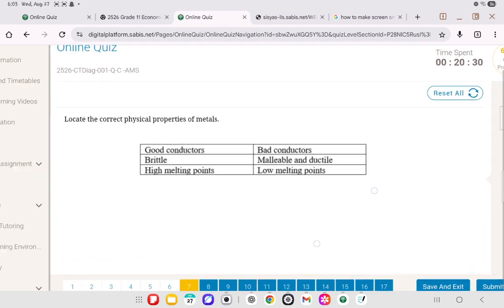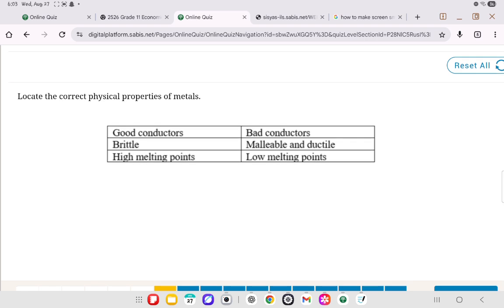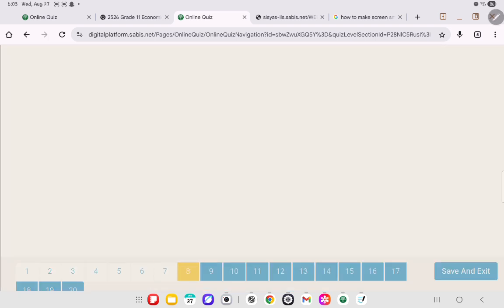Let's move on to question number 7. The correct physical properties of metals. Metals are good conductors. They are not brittle. They are hard. They have high melting points, high boiling points. They are malleable and ductile, meaning they can be turned into wires, they can be flattened, bent, whatever you want. And that's pretty much it.